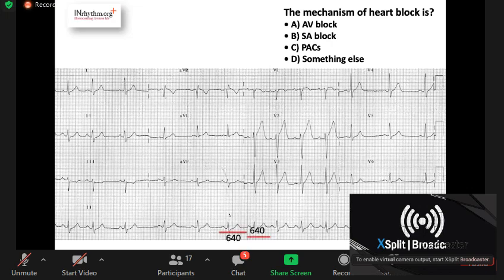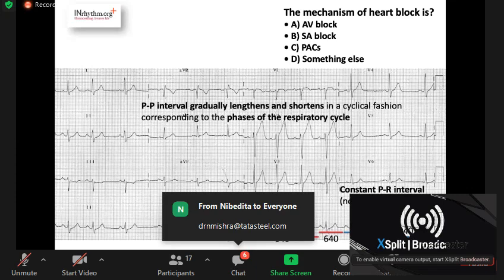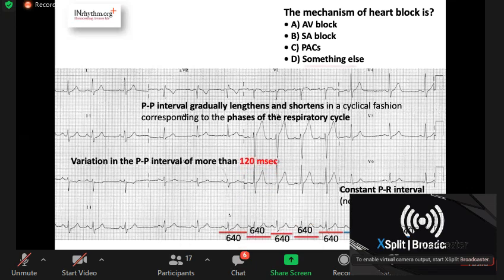So if you look at the PP interval, they look pretty constant. I have measured that to be 640 milliseconds. And if you look at the PR interval, they look pretty much constant. But if you look at the blue line, despite having a normal PR interval, the PP interval actually got prolonged.